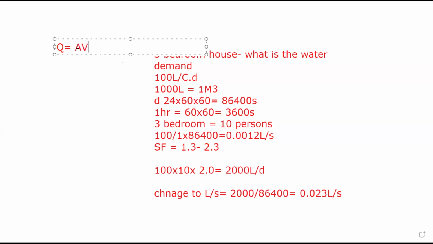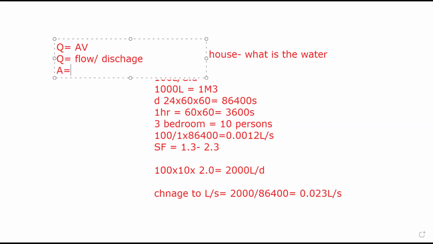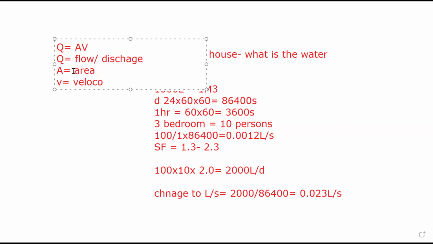Remember, this is called the law of continuity, or the continuity equation. Q is the flow or discharge. A is the surface area. Remember, hydraulics, engineering 309. Some of you did that 30 years ago. And V is the velocity. Velocity, or listen to this, discharge per second.